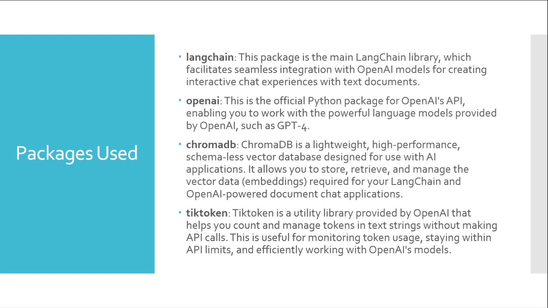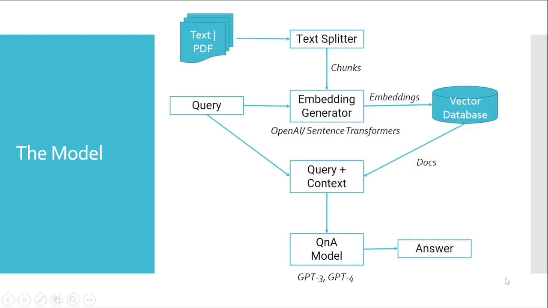And the last one is tiktoken. Tiktoken is a utility library provided by OpenAI that helps you count and manage tokens in text strings without making API calls. This is very useful for monitoring token usage, staying within API limits, and efficiently working with OpenAI's models. So these are the 4 packages that we will be using.